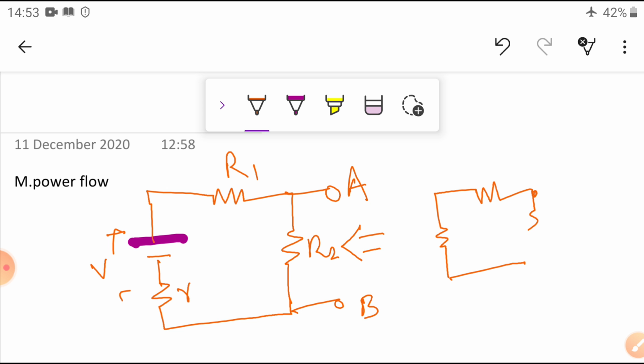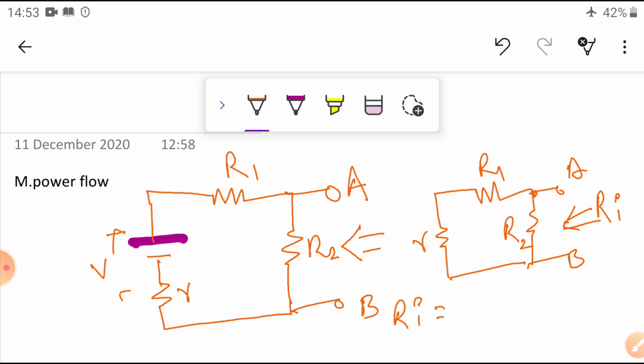Okay, now R2 is connected here. This is A, this is B. Now, by seeing here, what has happened? R2, R1 and small r. Now the equivalent resistance, you can say, is Ri. Can I write Ri is equal to R1 and R in series? This terminal is A, this terminal is B. This is R2, this is small r plus R1.